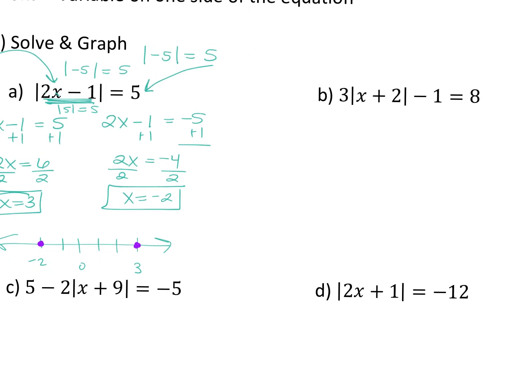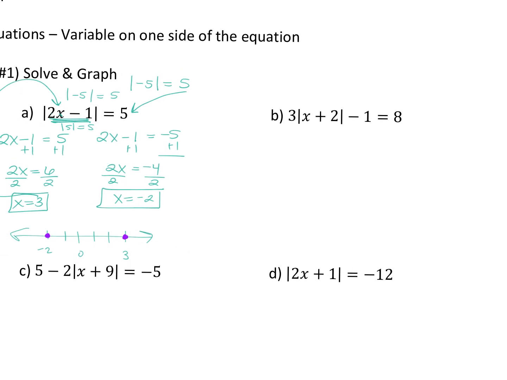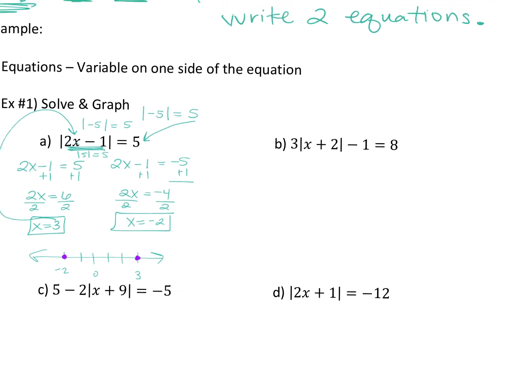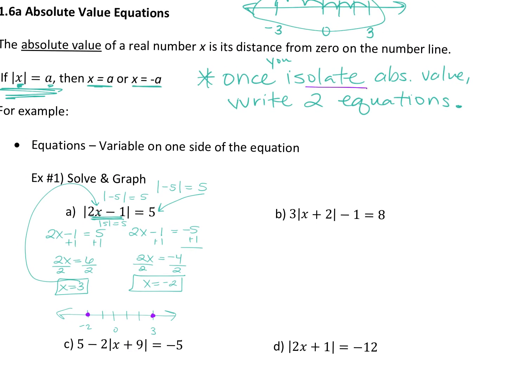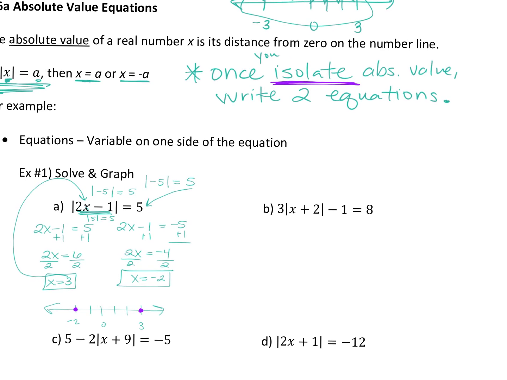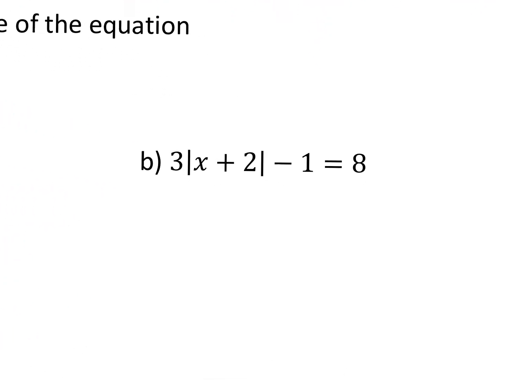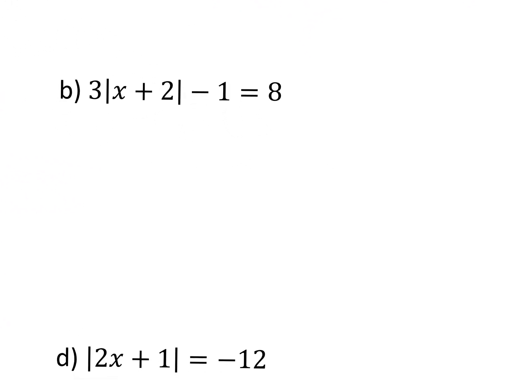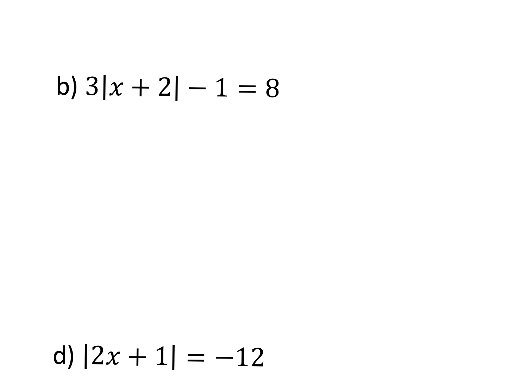Okay, let's look at letter B here. Letter B steps it up just a little bit because, and I wrote it up here, once you isolate the absolute value, that's when you can write the two equations. Is my absolute value isolated here? No, absolute value is not by itself, right? We need to get it by itself. So how do I do that? Add 1.